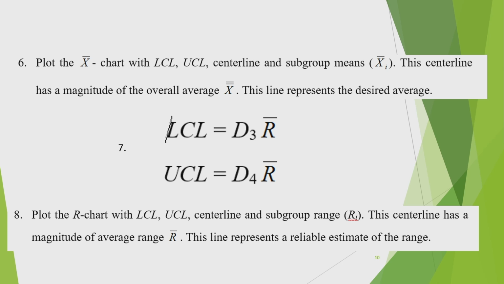Similarly, plot the X bar chart with LCL and UCL, central line and subgroup means. This central line has a magnitude of the overall average X bar. This line represents the desired average.